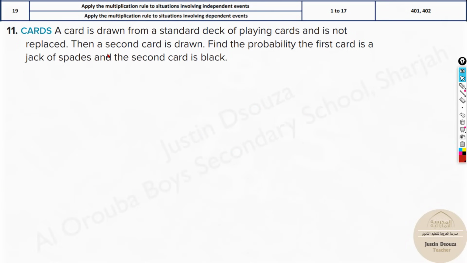Now here we have a card that is being drawn from a standard deck of playing cards and is not replaced. Then a second card is drawn. Find the probability that the first card is a jack of spades and the second card is black. Now the first card which is being picked, jack of spades. There's only one jack of spades, because there are 4 jacks in total, but only one jack of spades, divided by 52. Standard deck means 52. Now, what is the second probability? It's dependent because it's not replaced, right? Now, it's not replaced. It's clearly mentioned. That means now in the next probability, it will be 51 cards. Now, what is the probability it is a black?